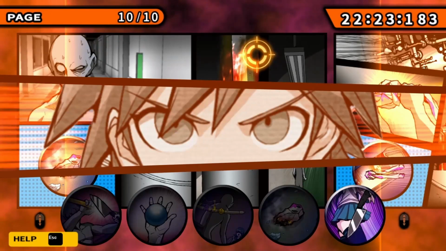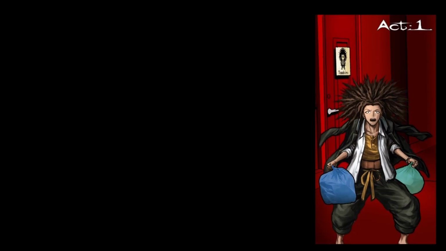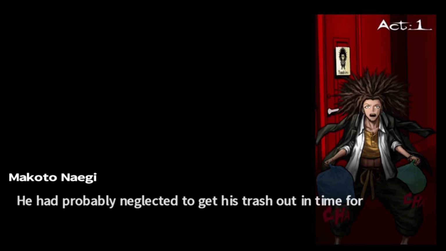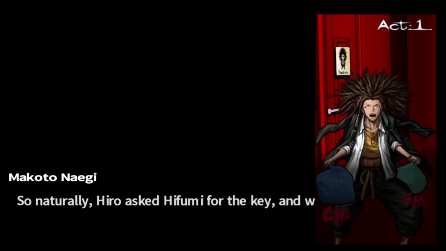Here's exactly what happened. It all started late last night when Harold went to use the trash room. He had probably neglected to get his trash out in time for garbage day, and he didn't want to wait until next garbage day to get rid of his trash. So naturally, Harold asked Yumi for the key and went to dispose of his trash.